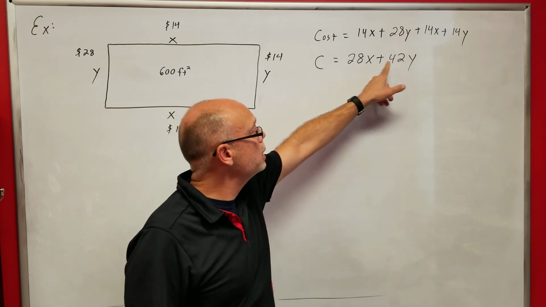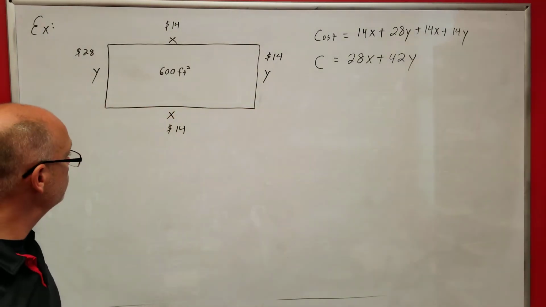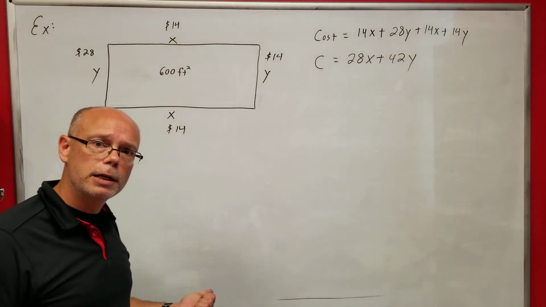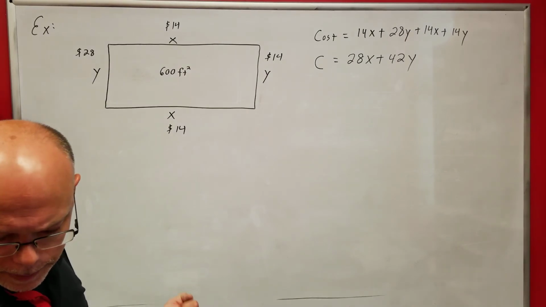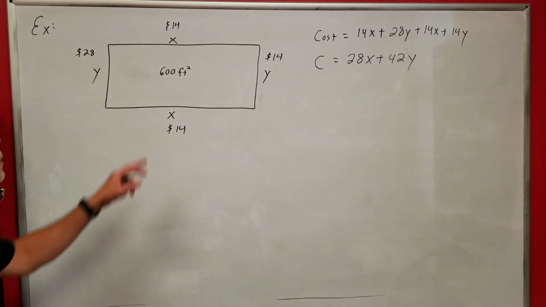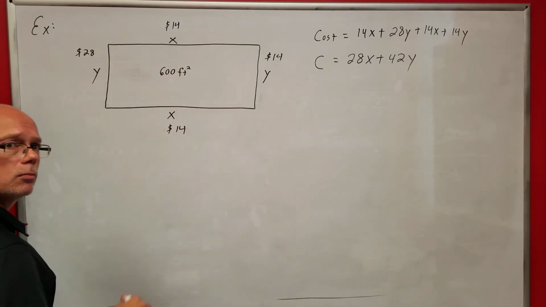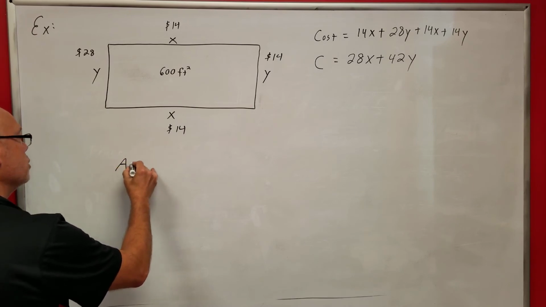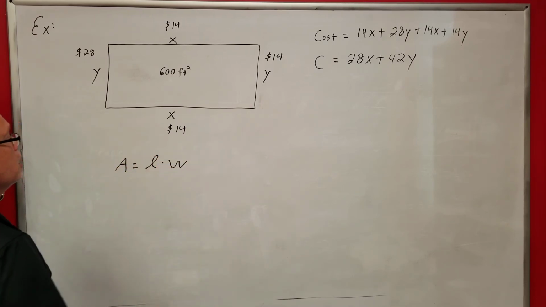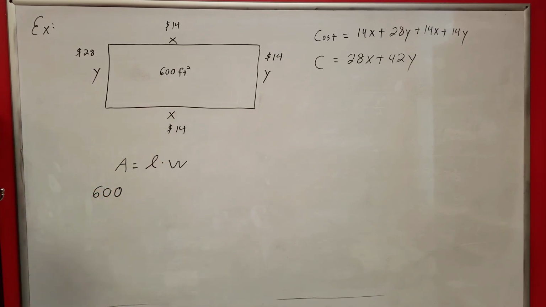Well, it's going to be hard to find a derivative if I have two variables, right? So let's get it down to one variable. Well, what's the other bit of information they give me? Look back at your problem. They say it needs to be 600 square feet, the area, right? What shape is this? A rectangle. So area will be length times width, right? So area, they're telling me, needs to be 600. So I'm going to fill in 600 for A.